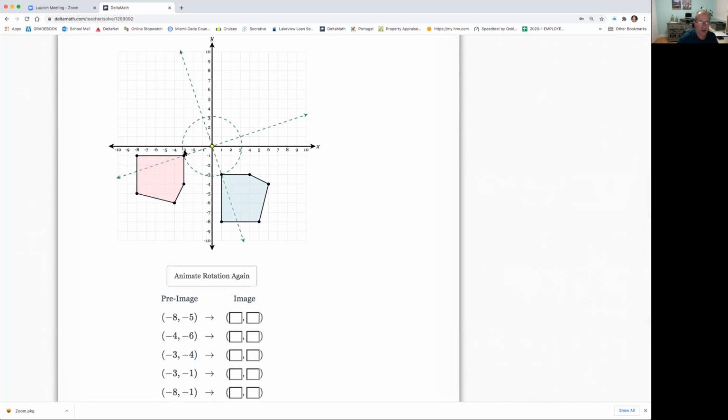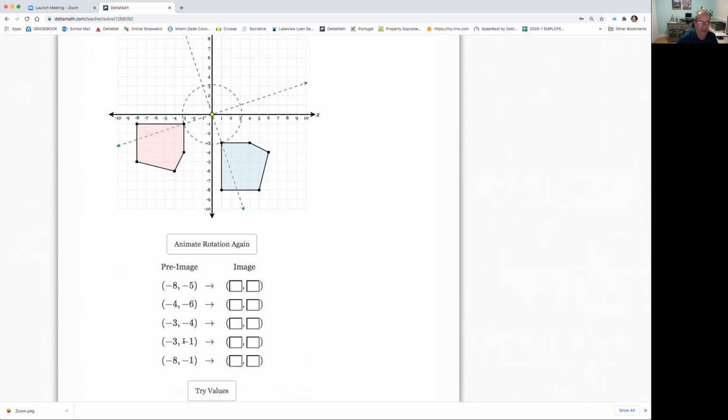Now look at the coordinates. -3, -1 is becoming 1, -3. Now look at the coordinates, what happened? The second number is moving to the front with the opposite sign. So this one is moving to the front, this 4 is moving to the front, this 6 is moving to the front, and this 5.